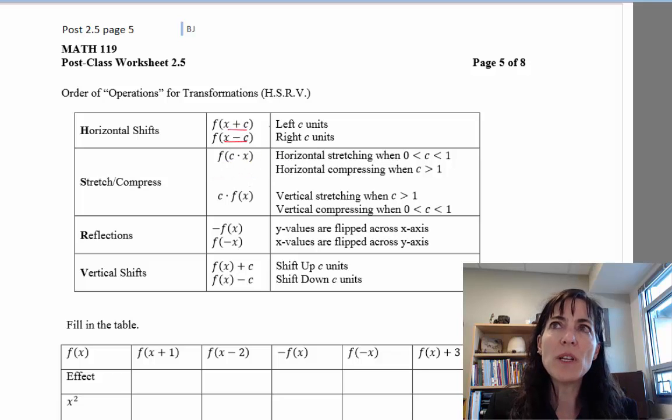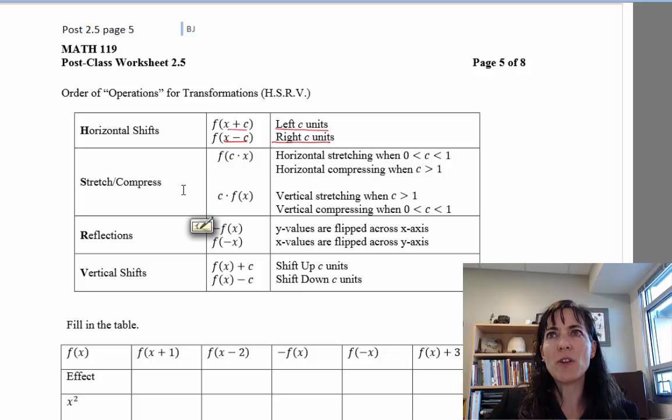C is how many units, and if we go plus c, it's going to be left. Seems the opposite of what you would think. Left 2 units, and then minus c will be right 2 units. So you always are going to think about swapping. If it's on the x's that the change is happening, you'll think about just swapping the right for left or the direction if you are trying to figure it out.